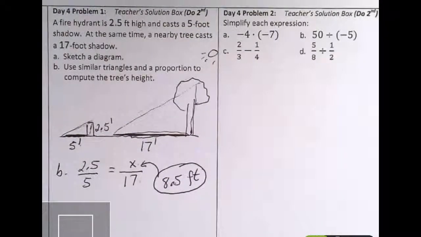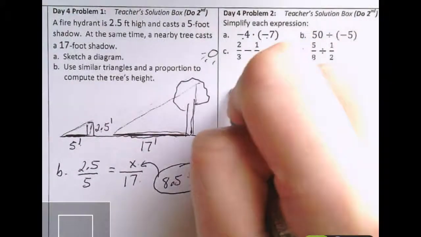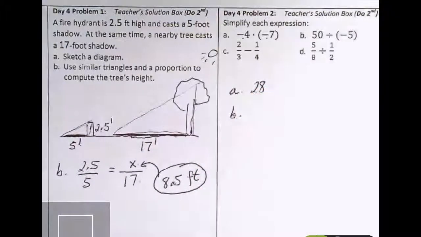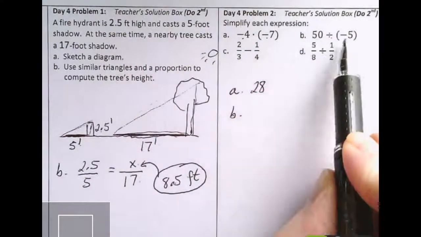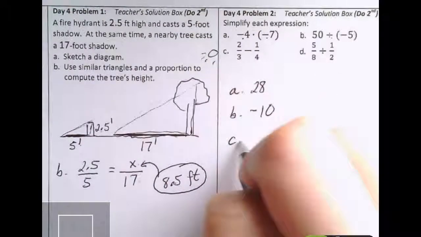Now, day 4, problem 2. Multiplying negative numbers together. Negative times negative is positive 28. Question B. Dividing a positive by a negative. That's negative 10.